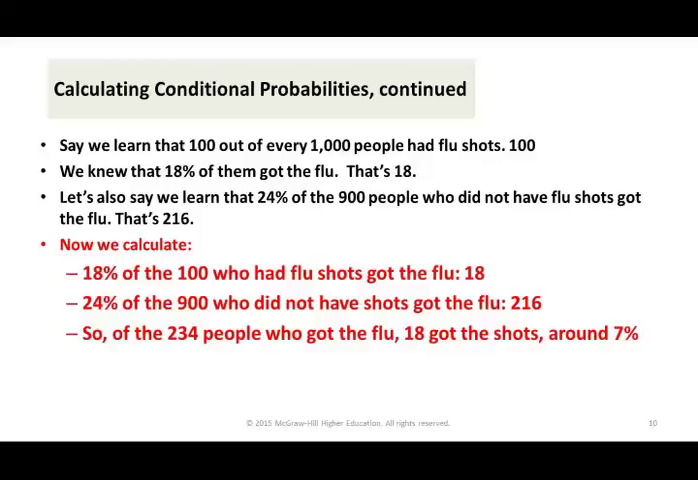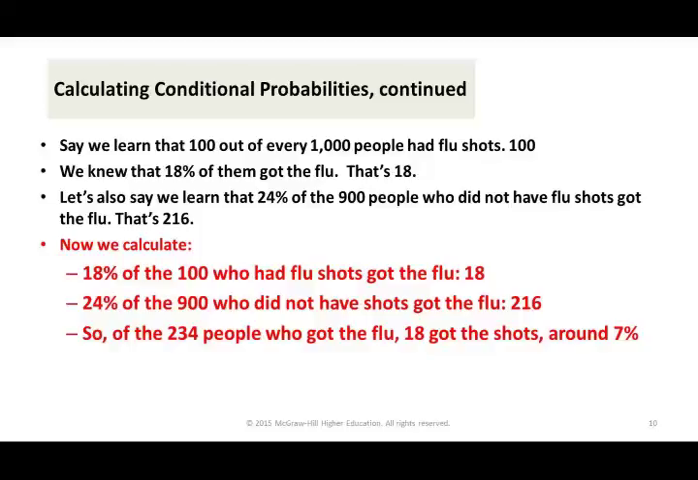So 10% got a flu shot, and we knew that 18% of them got the flu. Sorry, I was reading flu shot. Of that 100, 18% of them got the flu. I thought it was saying 18% had a flu shot. I had to stop for a second and make sure I was reading that right. That's what happens. You get old and your eyes don't work very well. We knew that 18% of them got the flu. Then that's going to be a total of 18 people. Out of 1,000, 100 will have had flu shots, and of those, 18 will have had the flu.